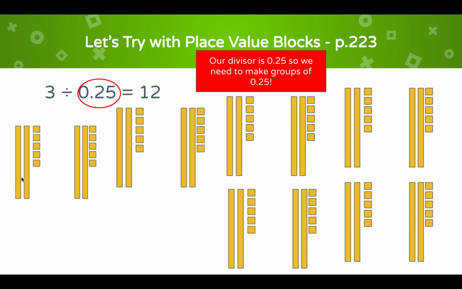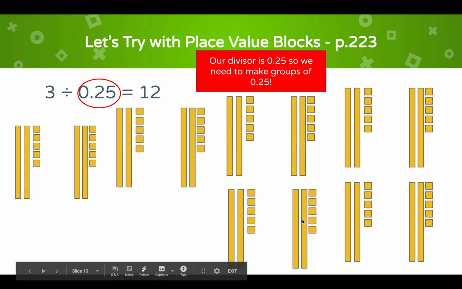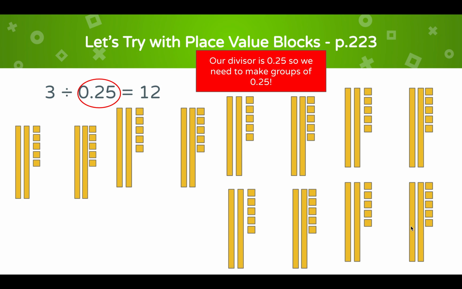Well, I just go through and count. Here's 1, 2, 3, 4, 5, 6, 7, 8, 9, 10, 11, 12. So there are 12 25 hundredths groups in the whole number 3. Remember, 25 hundredths is a lot smaller than 3, and so there should be a ton of little 25 hundredths groups in the whole number 3.